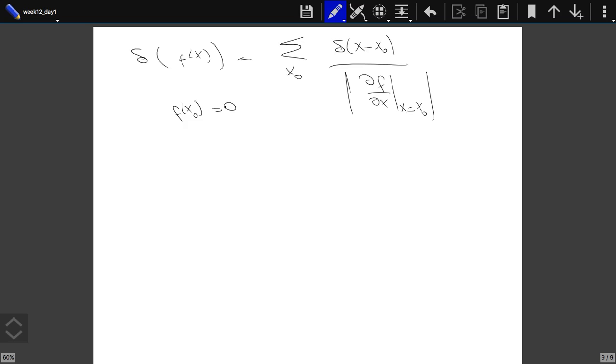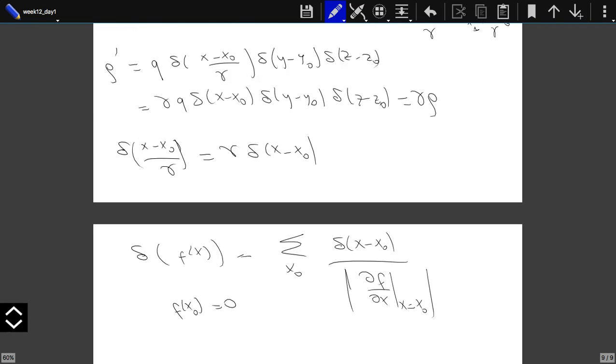So if there is a function inside the Dirac delta, first of all, you find all the values of x that make that function 0. And then the Dirac delta you can just write as a sum of Dirac deltas, each one having a 0 at this point, and then you divide by the derivative of your function at that point, by its absolute value.